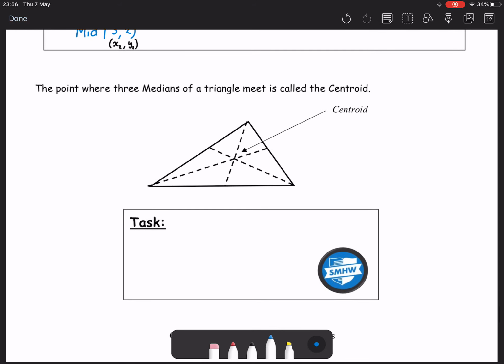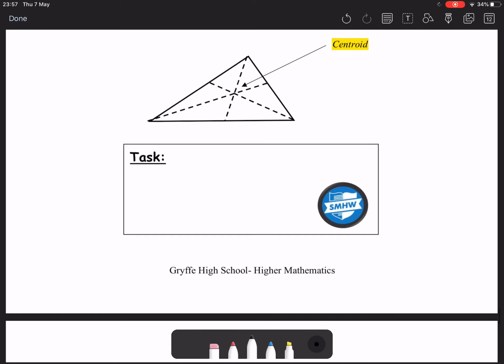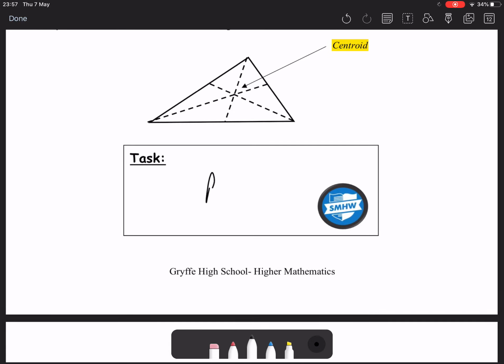And again, just another additional bit of information, the point where the 3 medians of a triangle meet is called the centroid. We would look in later examples at how to find that. Again, as always, look at the PowerPoint for your examples.